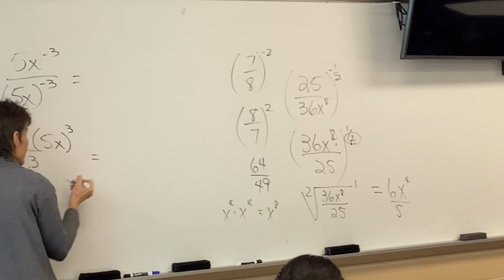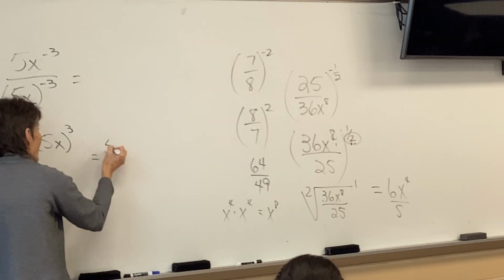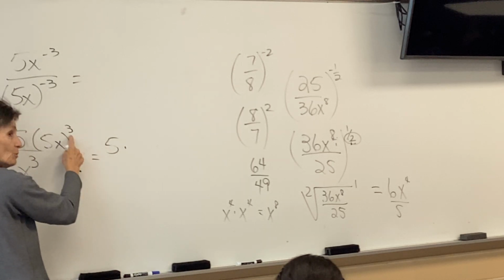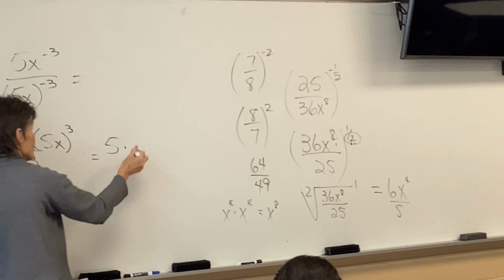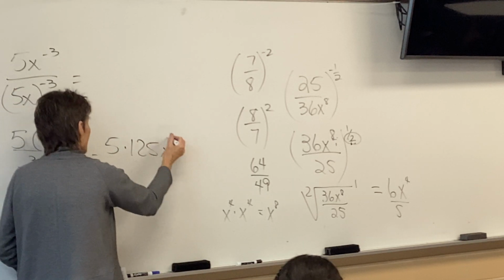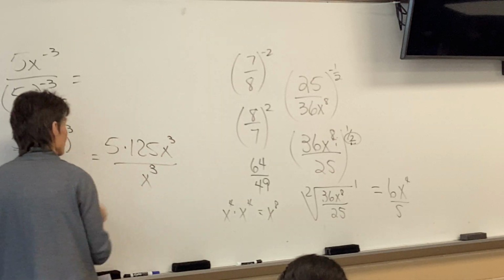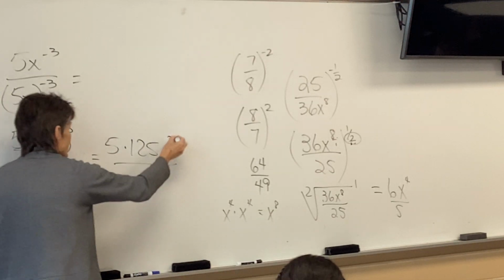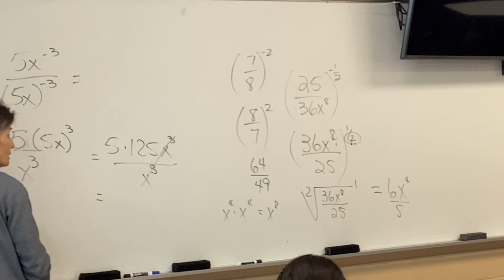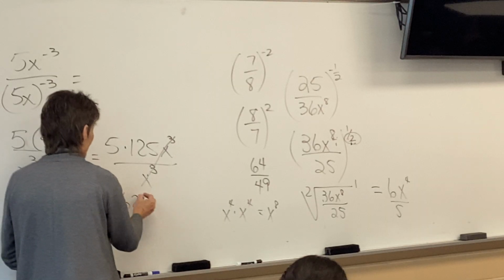So what have I got? I've got 5 cubed is 125, x cubed. So these will cancel. And it looks like my answer is 625.